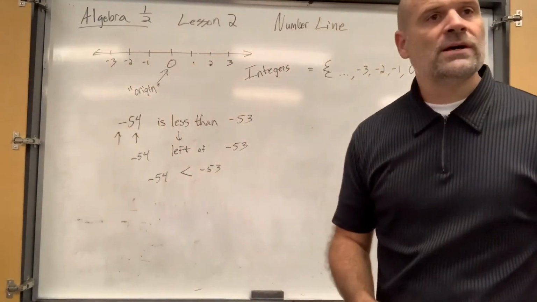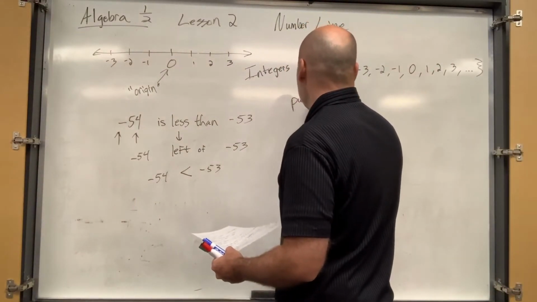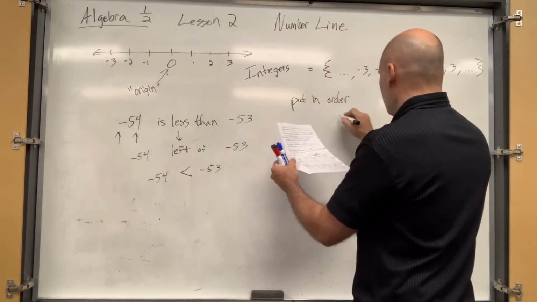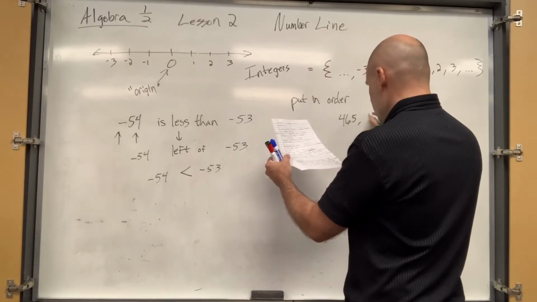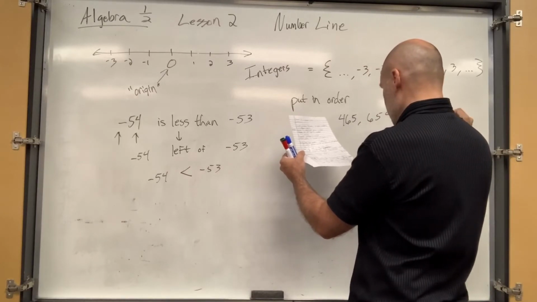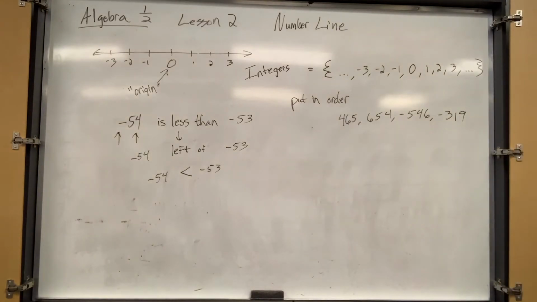Okay? So can you guys put these in order? I can. So this is going to be in your homework. You're going to be asked to do problems like this. Put these in order. Oh, easy. 465, 654, negative 546, negative 319. Done. What's the smallest number on the board, Nathan?